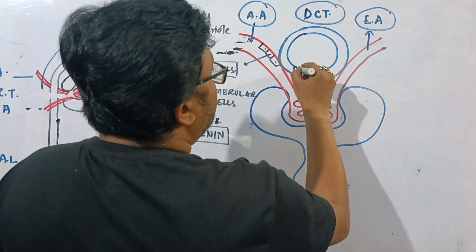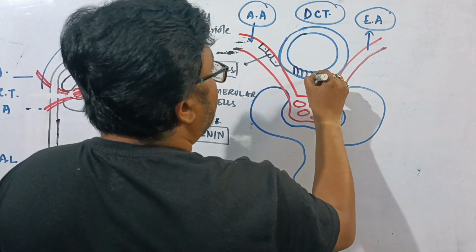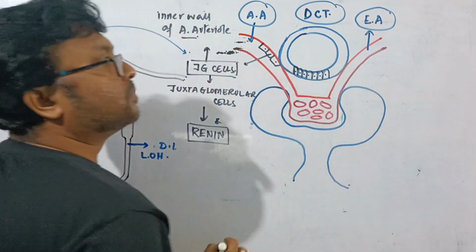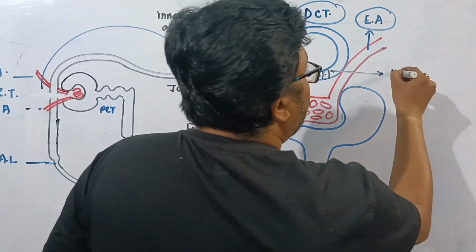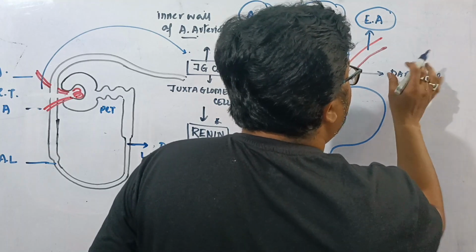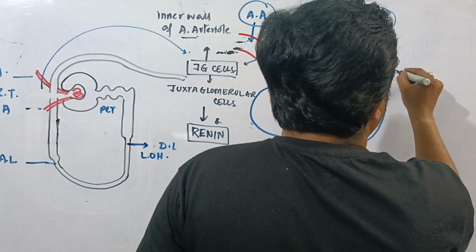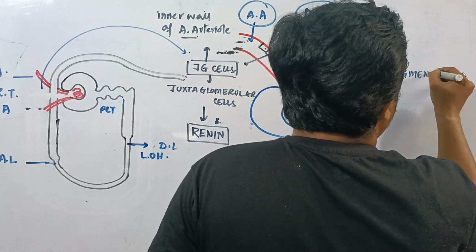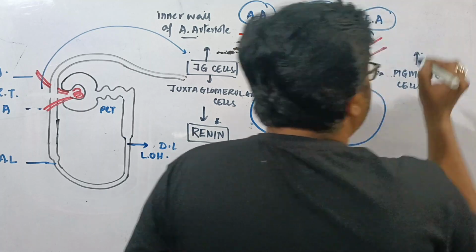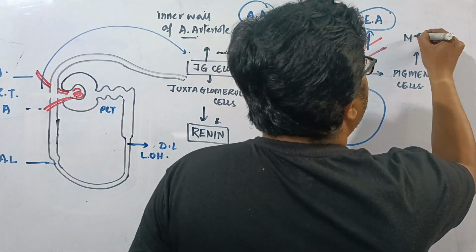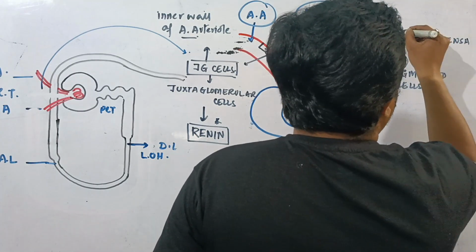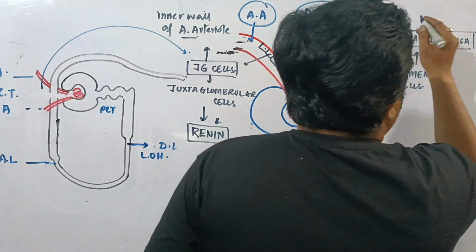Here, in the inner wall of the DCT, dark colored cells are found. You can even say pigmented cells. It's better to say pigmented cells, and those pigmented cells are known as macula densa. Macula densa.